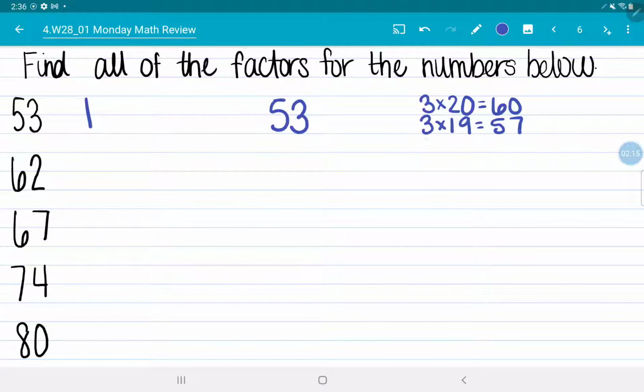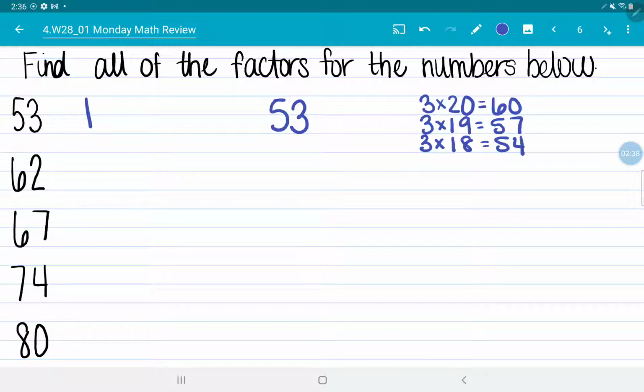Which you already know is not correct. Yeah, so we know that can't be correct. Why is that not going to be a factor? Because it's 1 away. Yeah, 54 is 1 away from 53, which is the product we're looking for. So it would be incorrect. So I know 3 is not a factor.